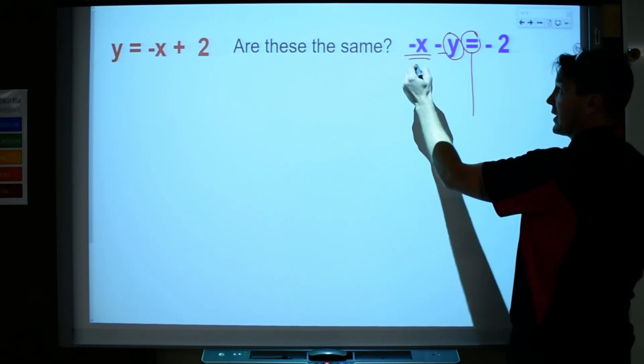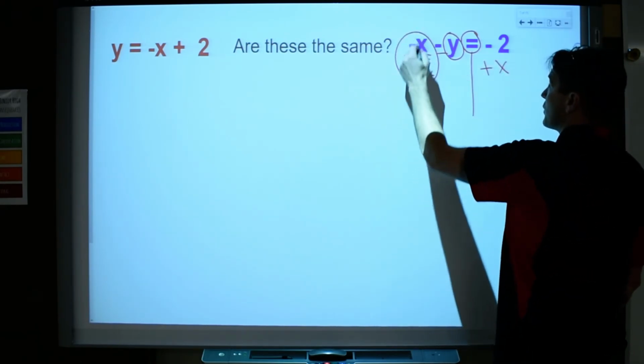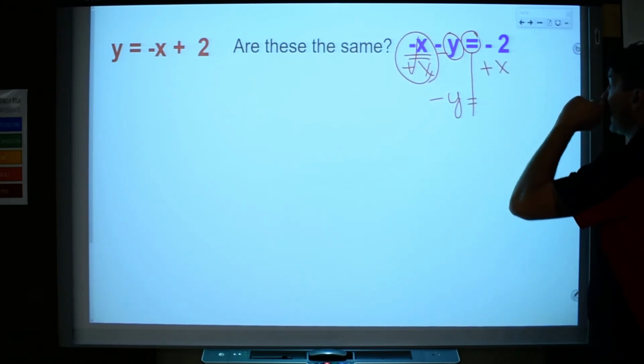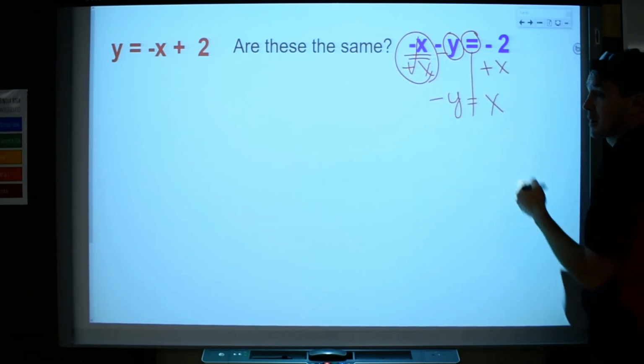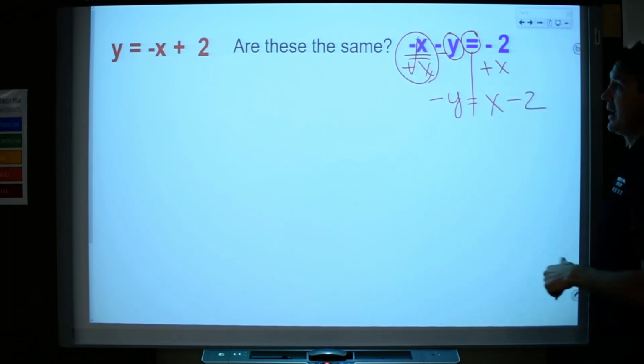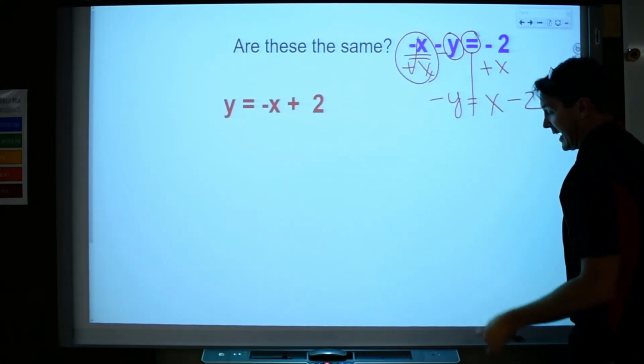To get rid of x, I'm going to add x. If I do it to one side, I can do it to the other. That's 0, which gives me -y equals x, because variables come before the constant, minus 2. And that looks a lot like this, but we're still not there because the y has a negative.